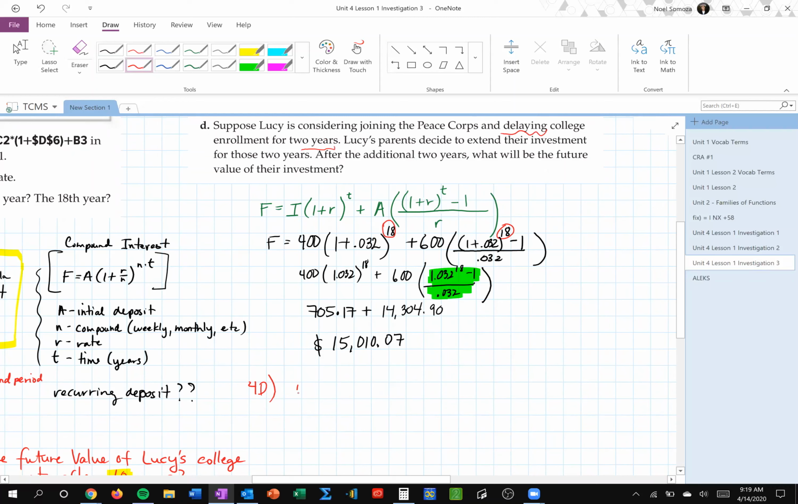It's just delaying college for 2 more years. So you would have the similar setup of 400 times 1.032, right? The rate hasn't changed. We just have a different time, okay? Plus 600 times 1.032 to the 20th power minus 1 all over 0.032.